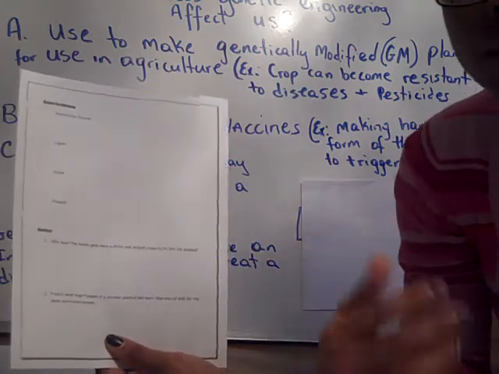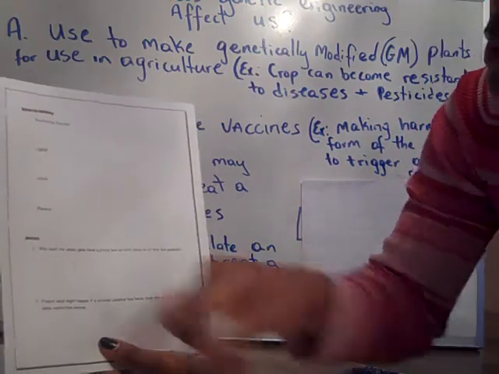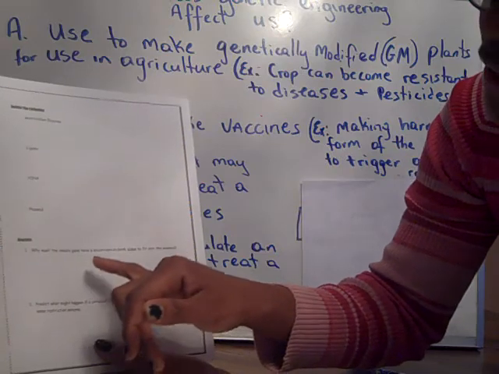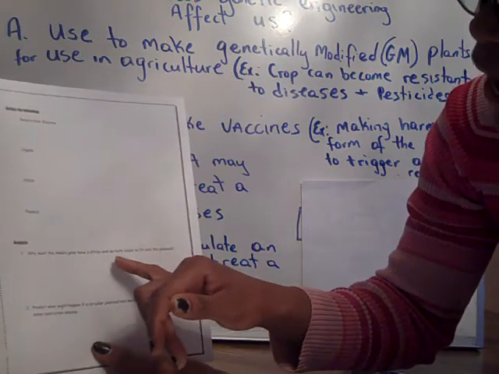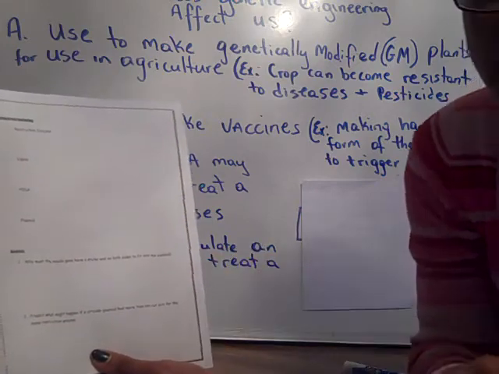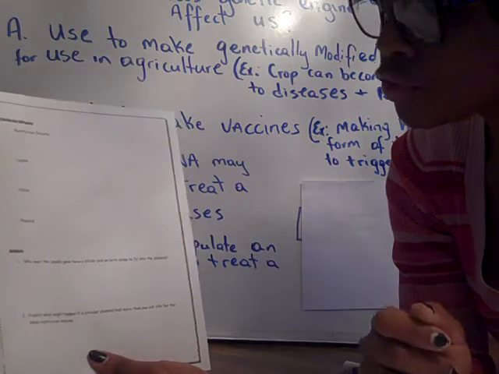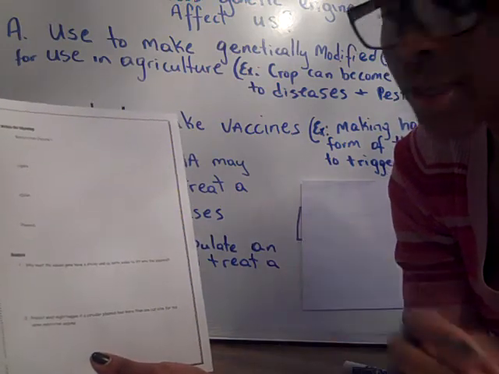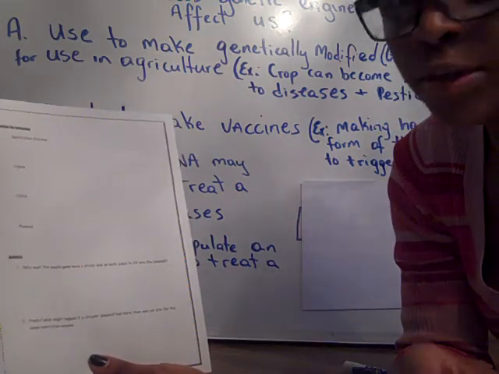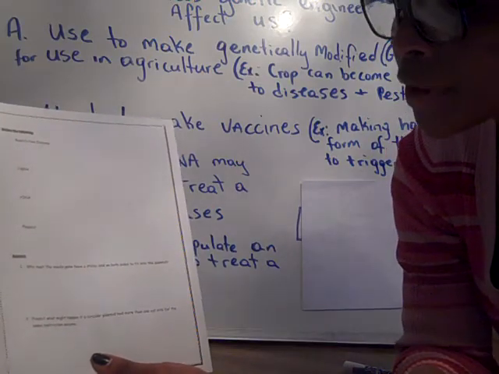Number 1, I'm just going to read through them for you because I know for some of you guys that's helpful. So number 1, why must the insulin gene have a sticky end on both sides to fit into the plasmid? So remember, the plasmid was the yellow strip, the insulin was the blue strip. Why did it have those free-floating sticky ends? In order to fit with the plasmid. Check your notes in your lab book for that one.